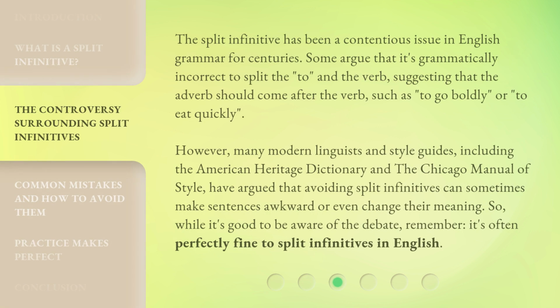The split infinitive has been a contentious issue in English grammar for centuries. Some argue that it's grammatically incorrect to split the to and the verb, suggesting that the adverb should come after the verb, such as to go boldly or to eat quickly. However, many modern linguists and style guides, including the American Heritage Dictionary and the Chicago Manual of Style, have argued that avoiding split infinitives can sometimes make sentences awkward or even change their meaning. So, while it's good to be aware of the debate, remember, it's often perfectly fine to split infinitives in English.